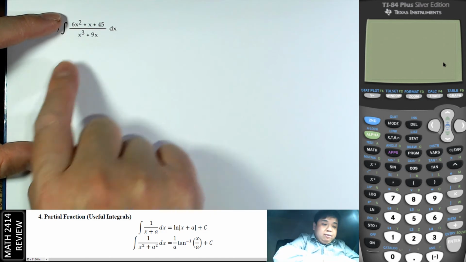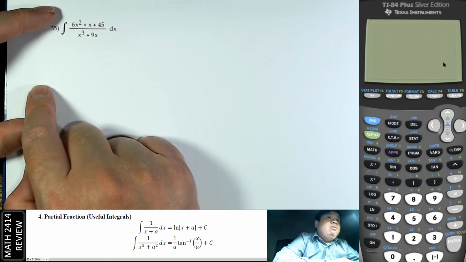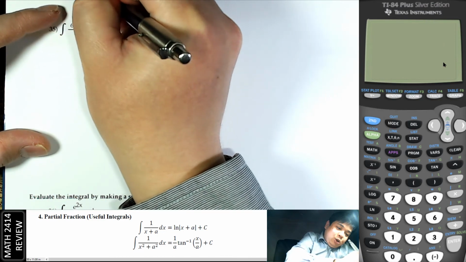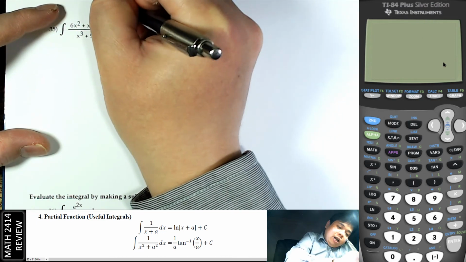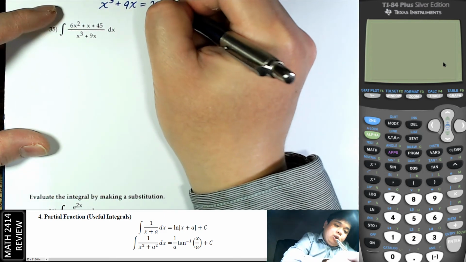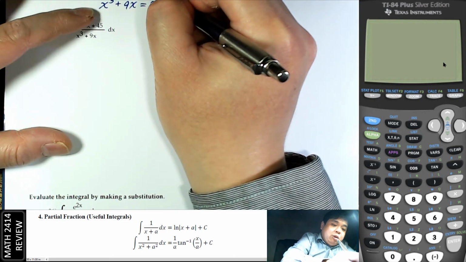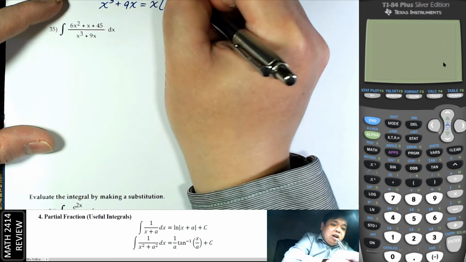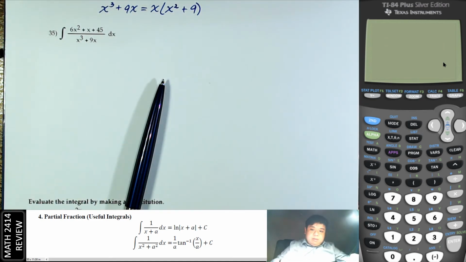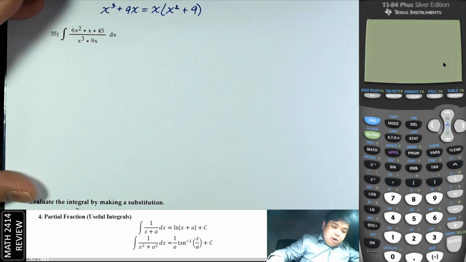One more. So for this one, again, factor the denominator. X cubed plus 9x. We can only factor out x, and then we have x squared plus 9. So that is as far as we can go, because we cannot factor x squared plus 9. So let's do the partial fraction.